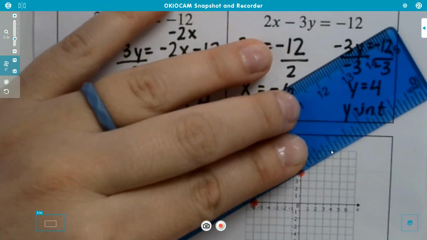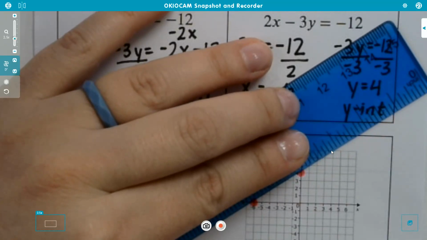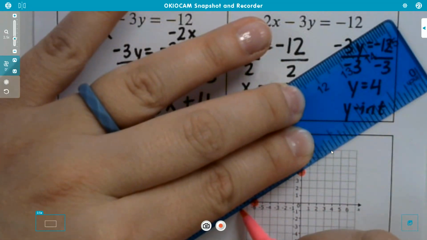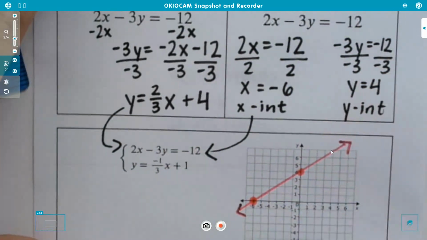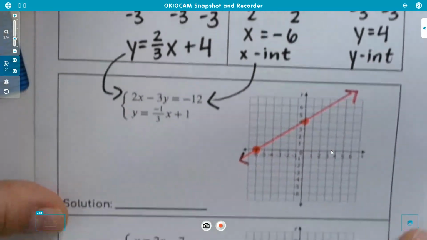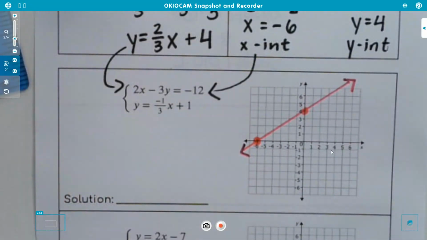Okay. Regardless of whether you did the slope-intercept form one or the converted one, you should get a line that looks like this. Okay, from there, we have one other line to graph, so we're going to graph it.